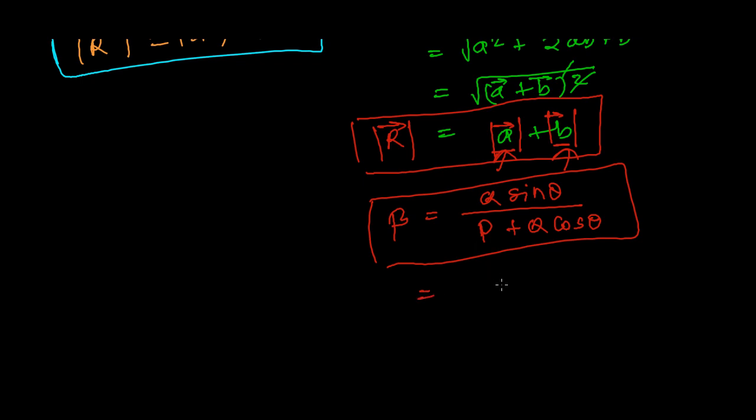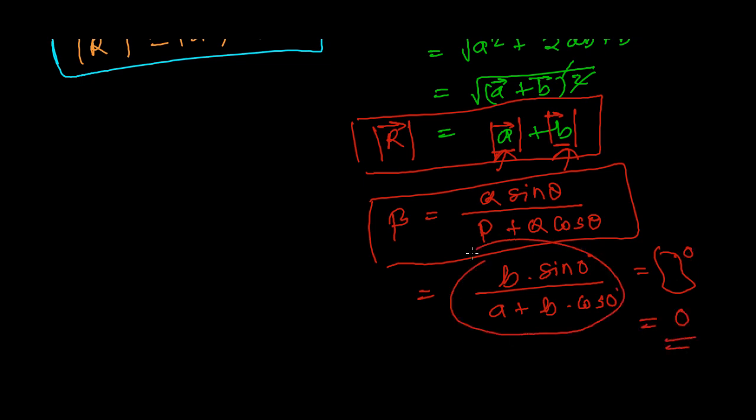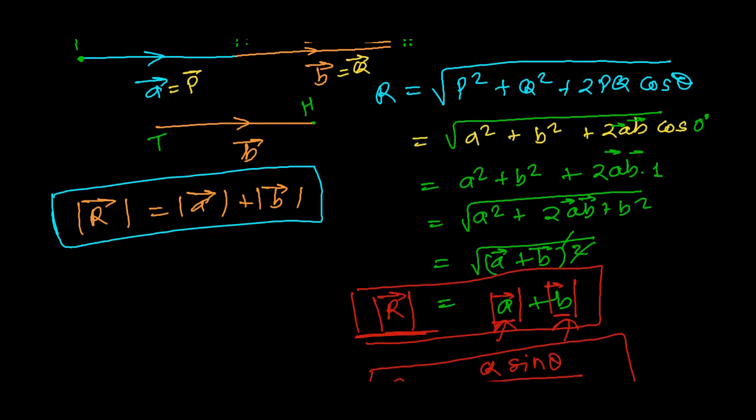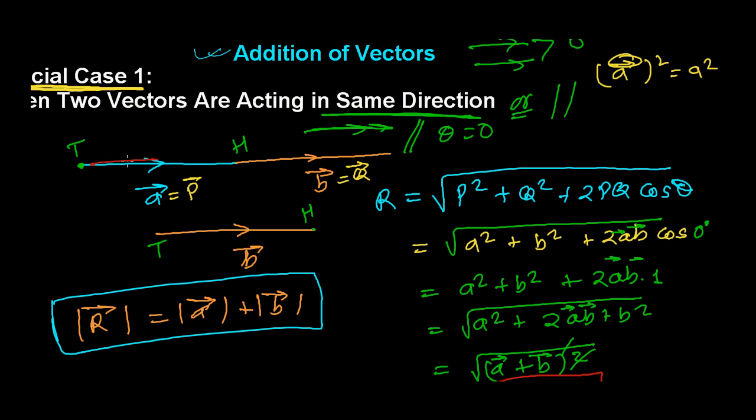Here q is B and sine theta is going to be sine 0 degree, and p is A, q is B, and cosine of 0. Sine 0 means 0, so whatever is there gets multiplied by 0, and the whole value turns to 0. So the angle made by the resultant with respect to A, with respect to P as in the triangle law, is 0. It means the resultant is just going along it.